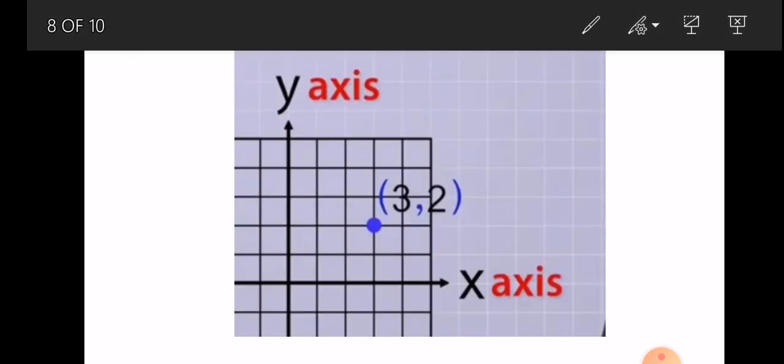It will be like this. So like this we located the point. Here my ordered pairs located. So if I have (3, 2), it means 3 steps on the x-axis, 2 steps up on the y-axis.